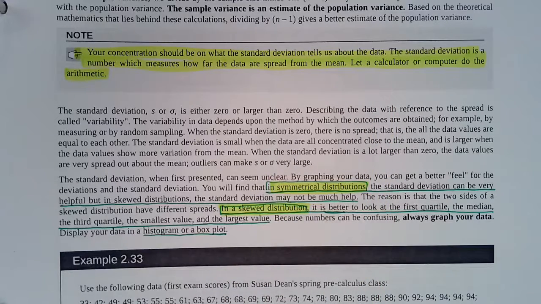Okay. And one thing to remember, if we have a symmetrical distribution, like you talked about in Math 3, where you focused on normal distributions, those were symmetrical, the standard deviation is very helpful. But if you have a skewed distribution, it might be better to look at your first quartile, median, third quartile, and your smallest and largest values to get a better idea of what the data is actually telling you.